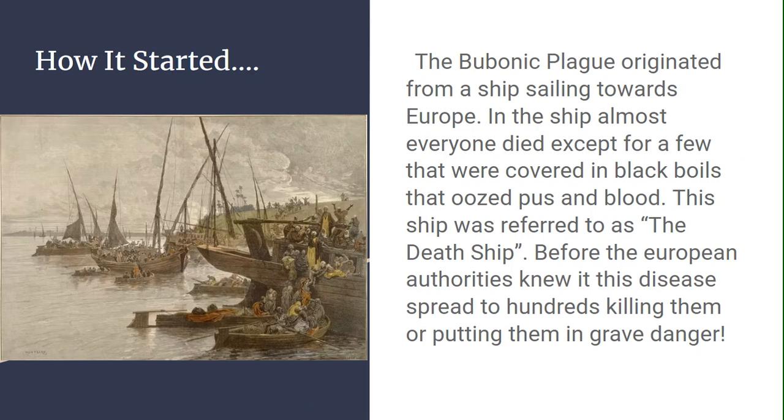How it started. The bubonic plague originated from a ship sailing towards Europe. In the ship, almost everyone died, except for a few that were covered in black boils that oozed pus and blood. The ship was referred to as the Death Ship. Before the European authorities knew it, this disease spread to hundreds, killing them or putting them in grave danger. And right here is a picture of a death ship.